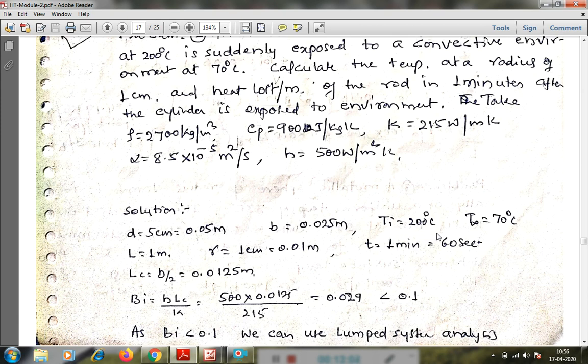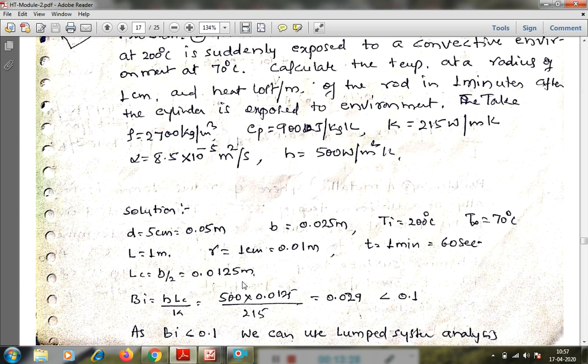Then Ti, initial temperature, 200 degrees Celsius; T infinity, that is the ambient or medium temperature, 70 degrees Celsius. Length of the cylinder is 1 meter. Radius is given: at a radius of 1 centimeter we have to find the temperature. This is the second letter r we have to take, at which the temperature is required. This is at time 1 minute after the start of the cooling.